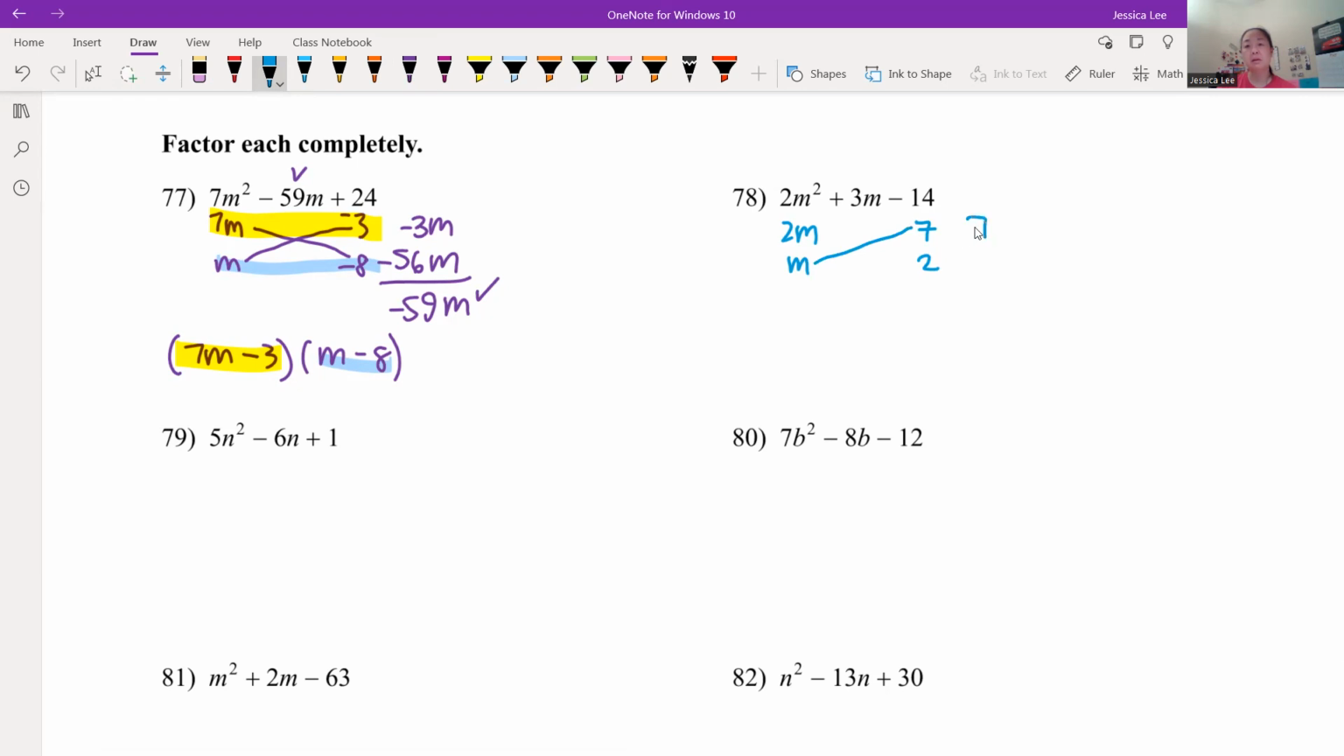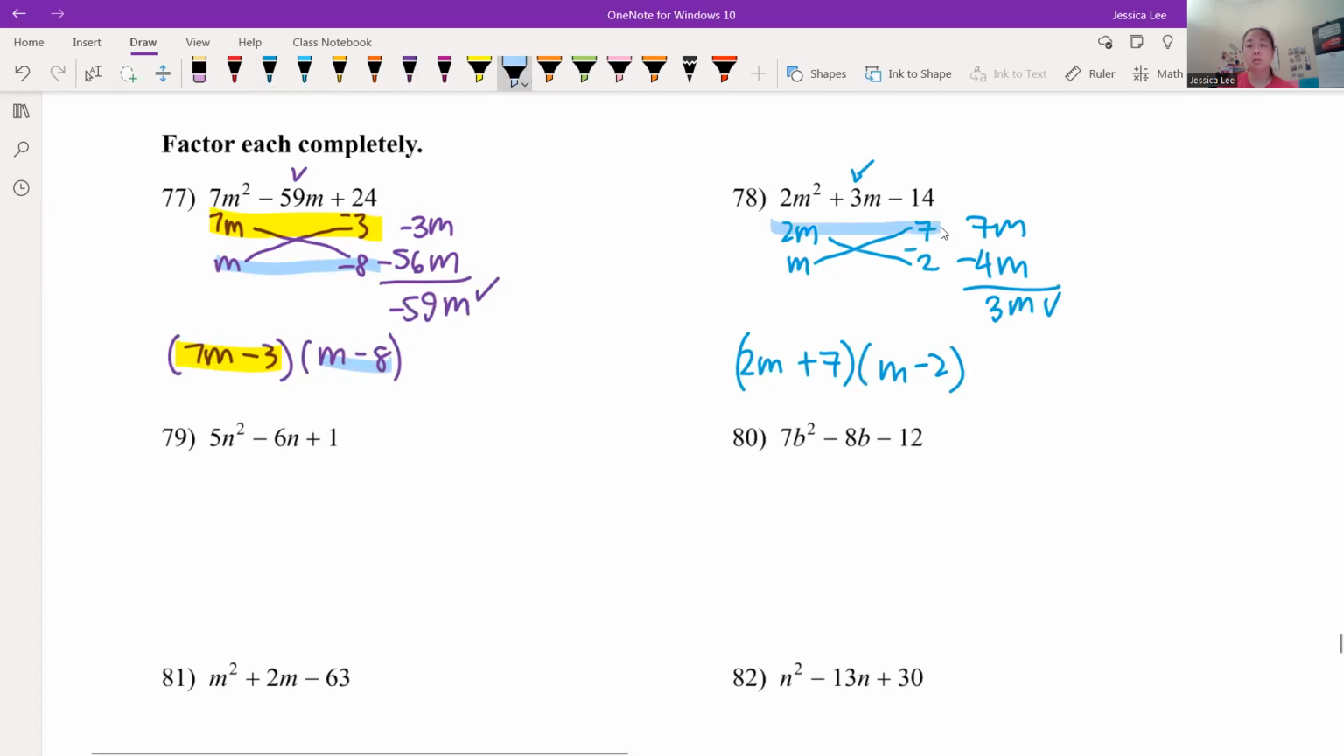So m times 7 is 7m. 2m times 2 is 4m. And I want a positive 3m, which means my bottom has to be negative, which means my 2 has to be negative. That's going to give me that 3m, which is the same as the top. There we go. All right, so we have 2m plus 7 and m minus 2. And again, we're going straight across.